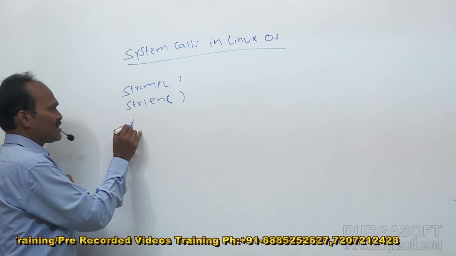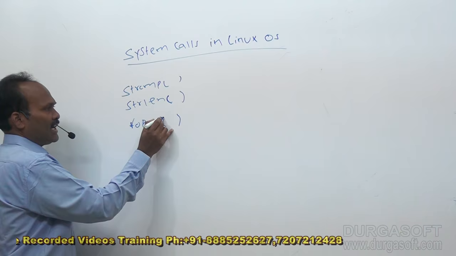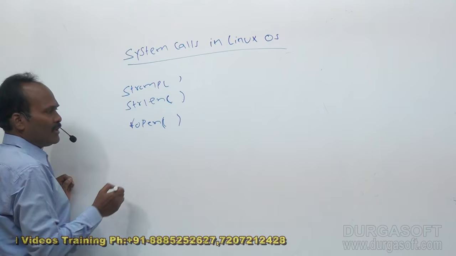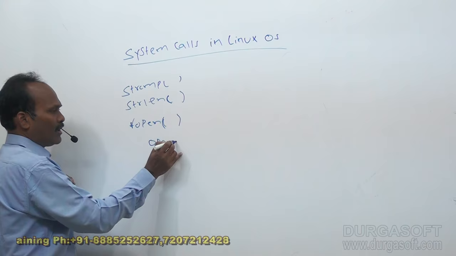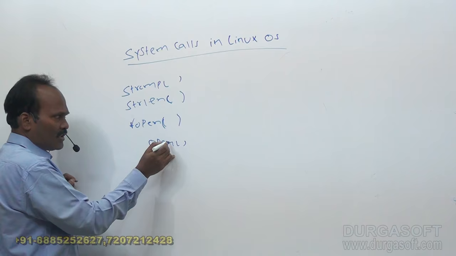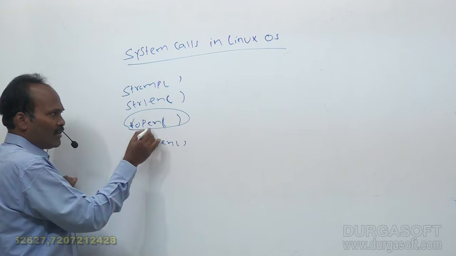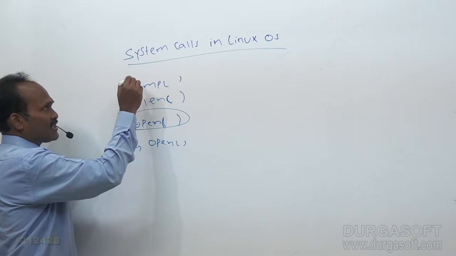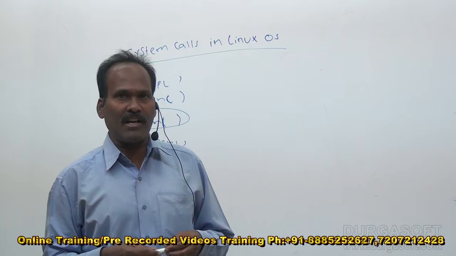The fopen function cannot directly execute, because as an application program, we cannot directly communicate with the kernel of the operating system. So when you execute the fopen function, internally it makes use of a system call called open. On top of system calls, the library functions are defined. What is the difference between a system call and a normal library function? A system call can directly interact with the kernel of the operating system, and a library function cannot communicate with the kernel.